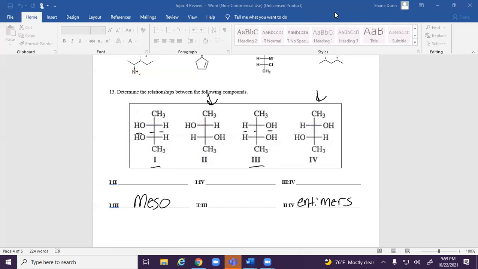Okay. We found our meso compounds. We found our one enantiomer, right? What's everything else? Diastereomer. Because they're all just different combinations of everything else, correct? So 1 and 2 are diastereomers, 1 and 4 are diastereomers, 2 and 1 are diastereomers, 2 and 3 are diastereomers, and 2 and 4 are diastereomers. That's just how it works. Any questions?